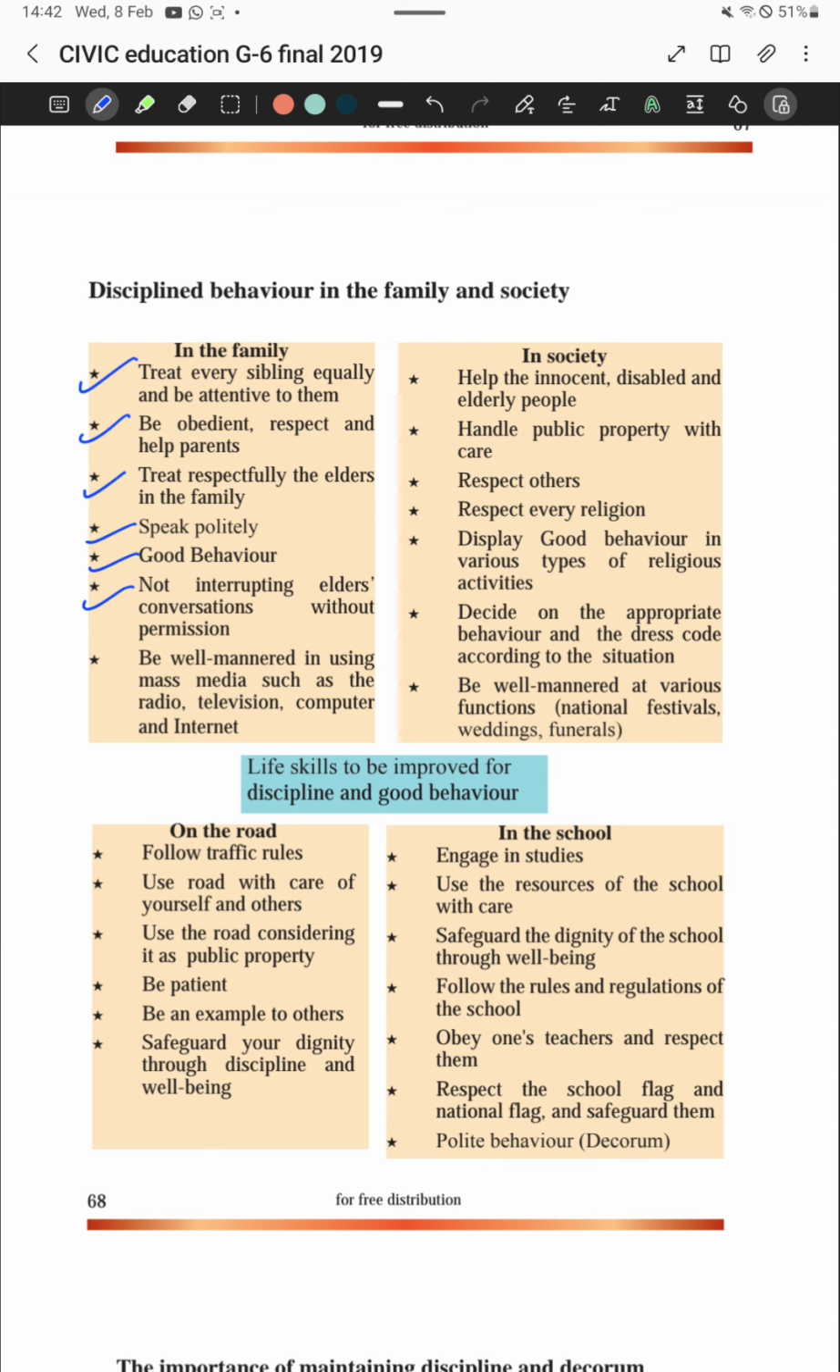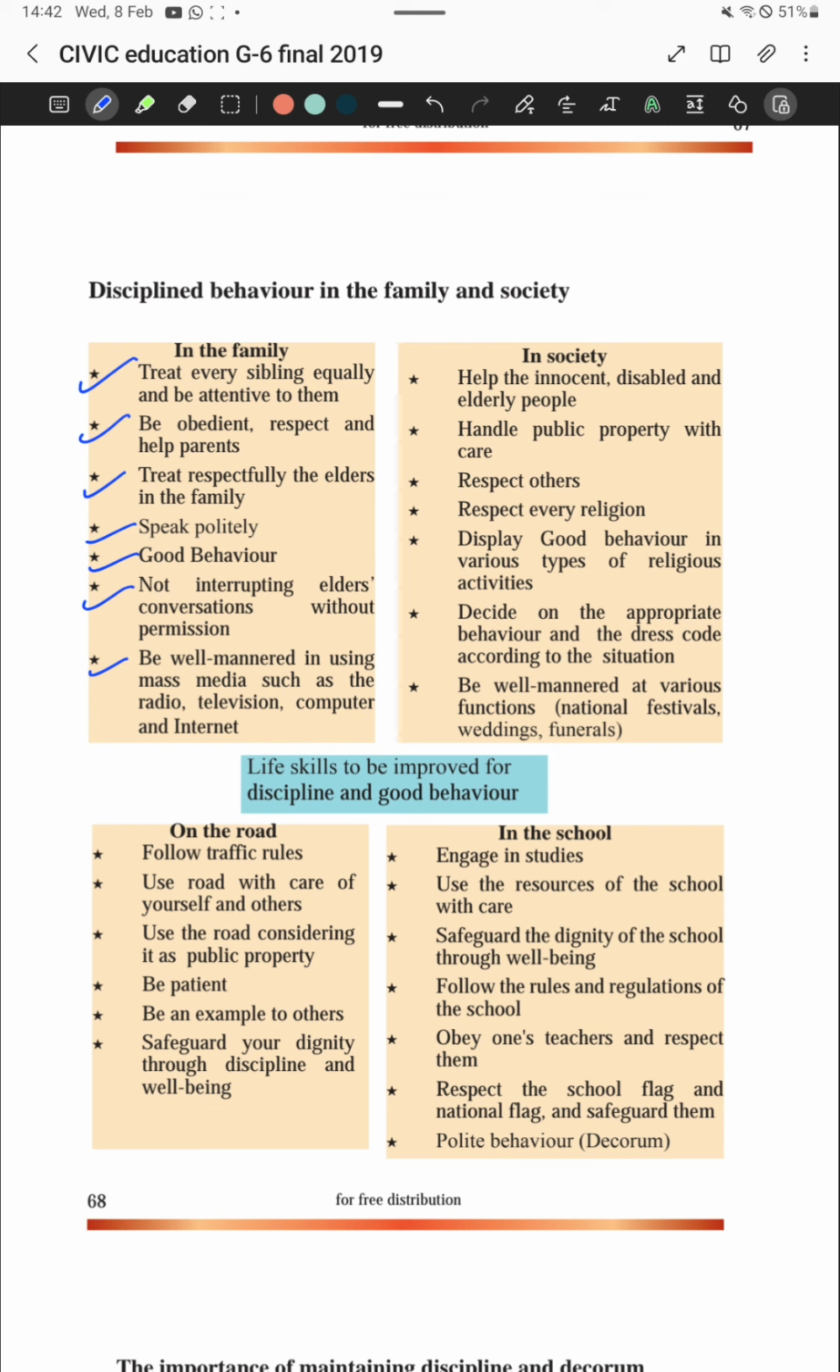Be well mannered in the use of mass media, right? When you're using the mass media like television, radio, computer, please use them with manners, right? Don't misuse those things that will damage your life and your career, and your future will be destroyed by these things, right? So be well mannered, okay?